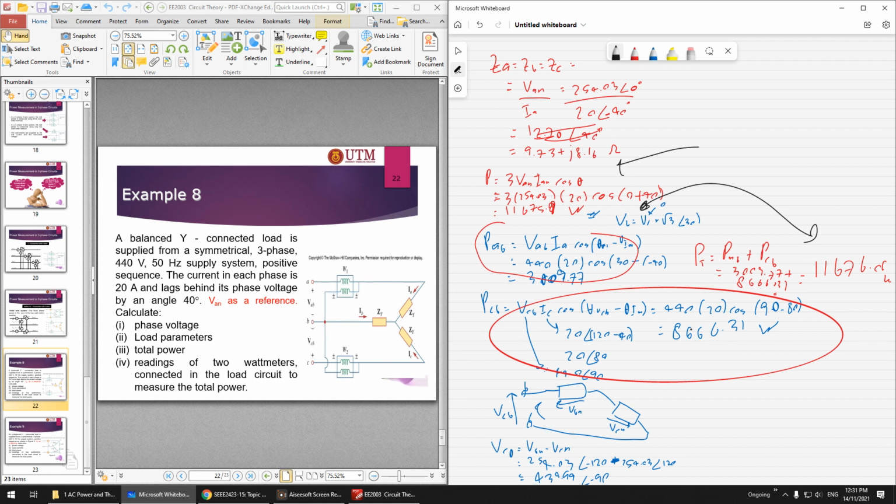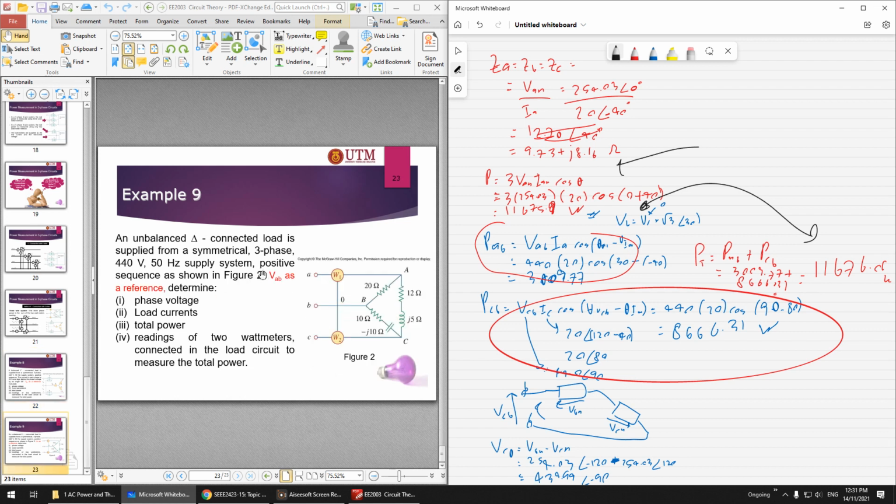So this is how to calculate for star connection. So after this, I will show you how to do it in the delta connection. Let me split the video.